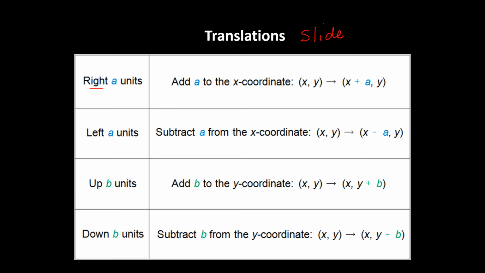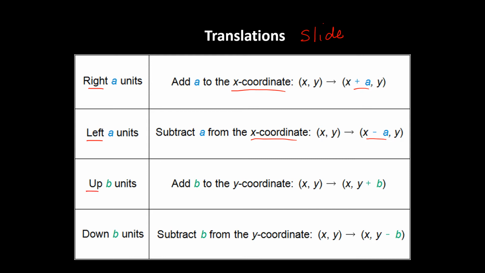I can slide a figure to the right, and if I slide a figure to the right, the function notation would be to slide that figure along the x-axis, where I would add some type of unit, and A would be that unit. If I slide that figure to the left, that means I am subtracting some number of units along the x-coordinate from x.